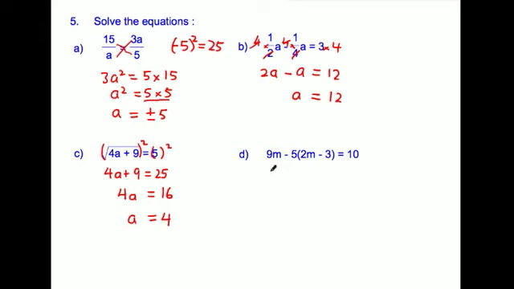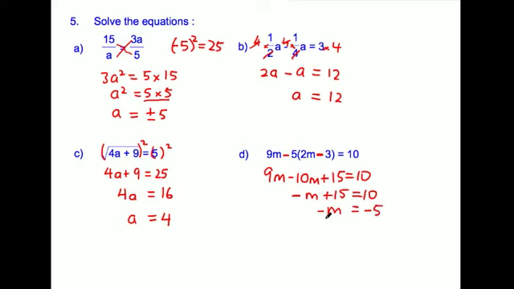When we have brackets, we often need to open up the brackets. Minus 5 times 2m is minus 10m. And here again, minus times minus is plus, 5 times 3 is 15. 9m minus 10m is negative m. And we want to get rid of 15. Subtract 15 on this side. Subtract 15 will give us minus 5.